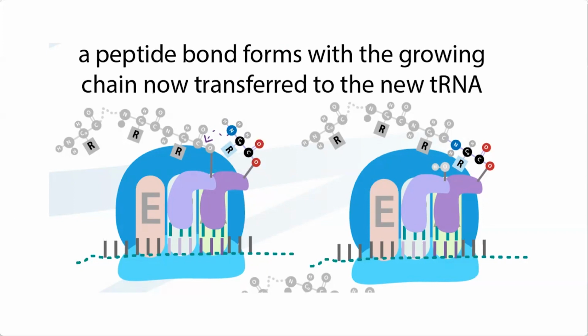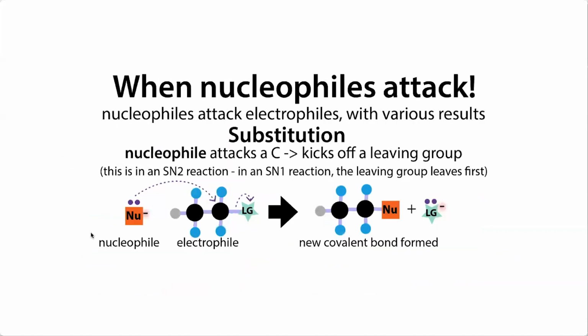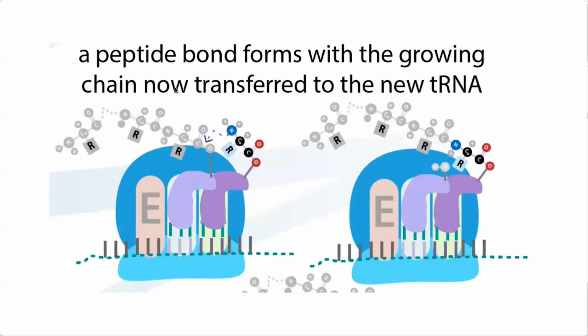Now, how it's going to happen is through a nucleophilic attack. So the amino group of the incoming amino acid is going to act as our nucleophile, and it's going to attack our electrophile. In this case, our electrophile is going to be the carbonyl carbon that's attached to this tRNA in our P site. What's going to happen is that our tRNA is then going to get released.